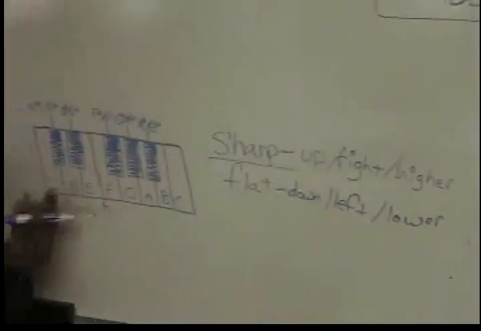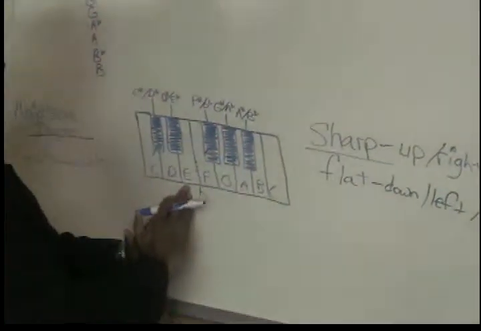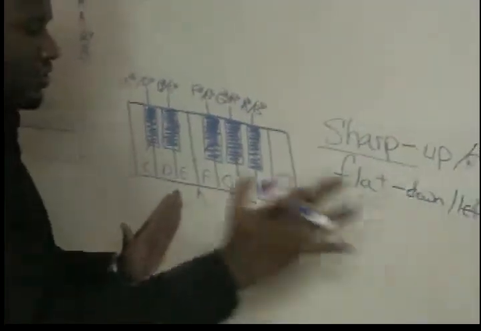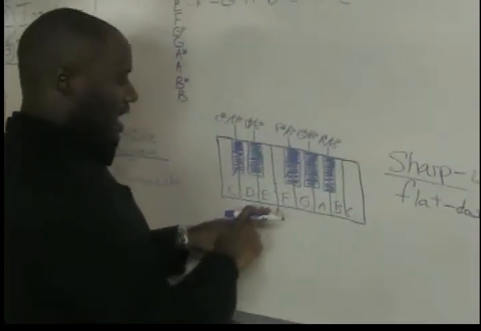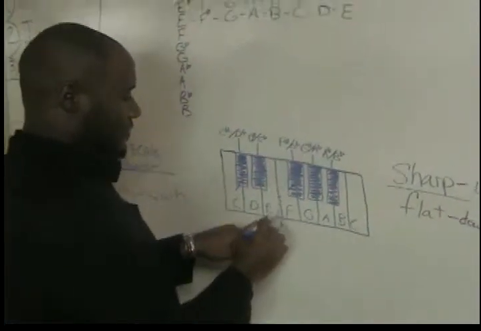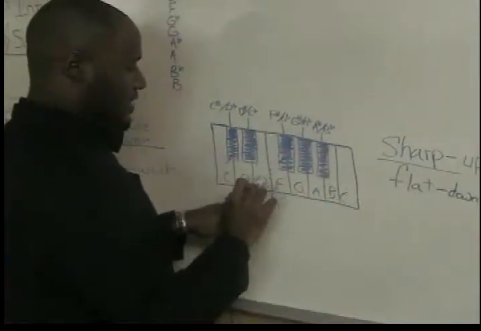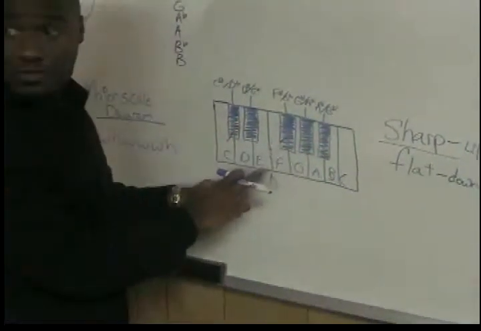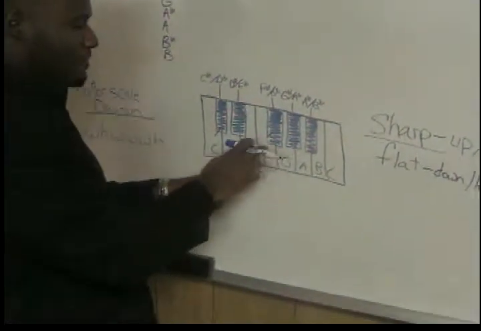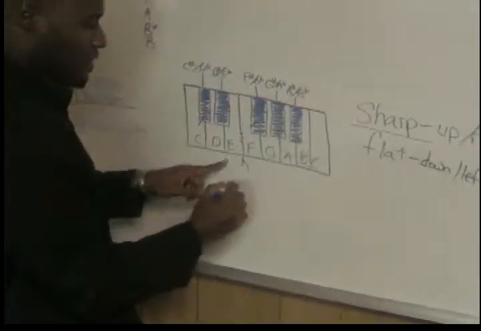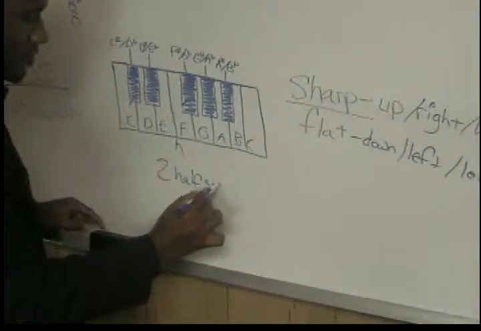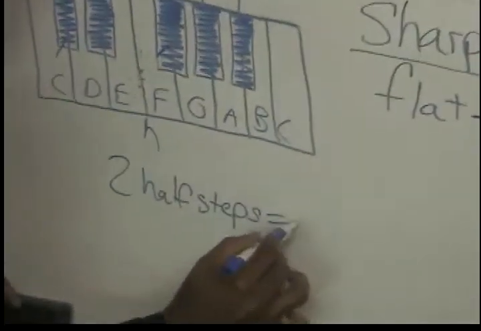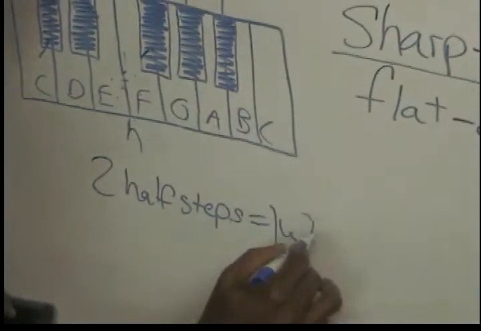So, from E, and anytime we're doing our scale, we'll be going sharp. We'll be going to the right. We're diagramming to the right. Okay, so from E, I need to move a whole step. E to F is a half step because they're neighboring notes. Okay. So from F to F sharp is another half step. 2 half steps equal 1 whole step.